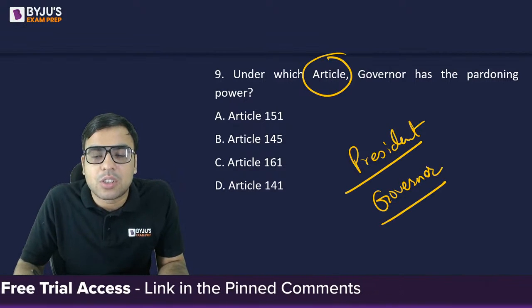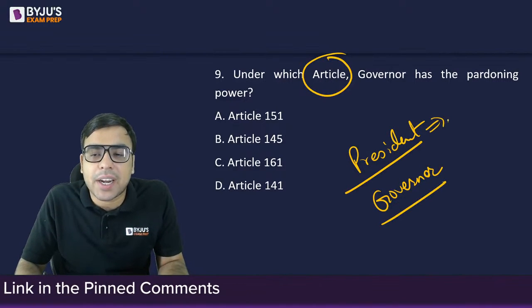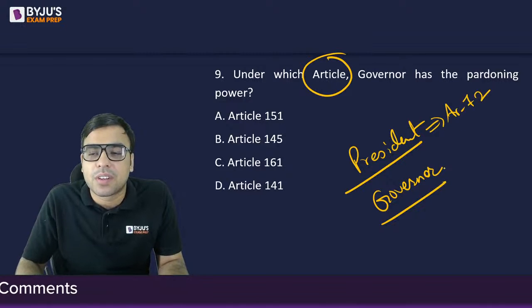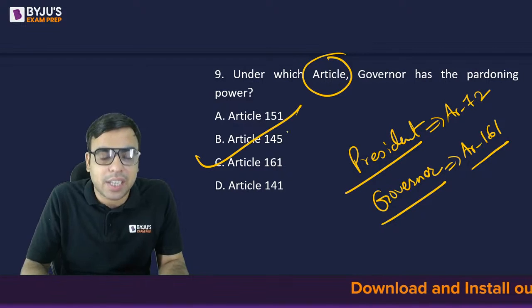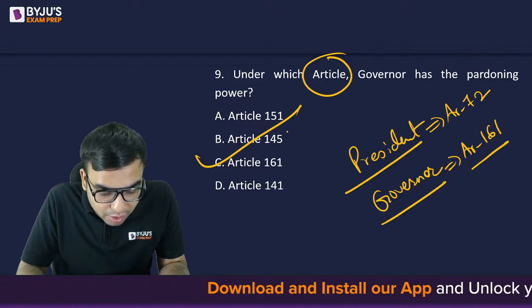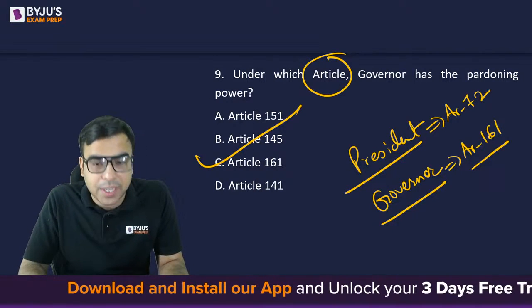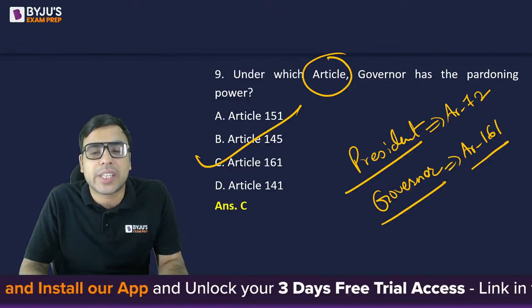Okay. So please tell me. President has pardoning power under Article 72, and governor has pardoning power under Article 161. So the right answer here is C. Yes, you all are right. C is the right answer to this question.